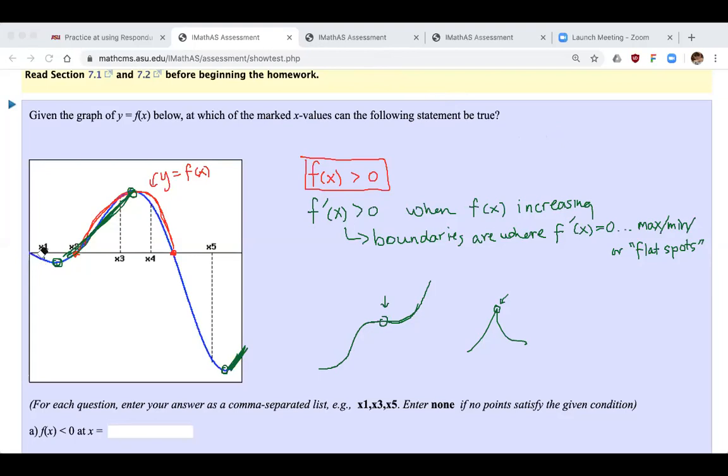Here, let me erase some of this stuff. Sorry, I've got too many things on my screen for me to see what's going on here. Yeah, so in terms of this graph and this graph here, in neither case have we talked about whether the first derivative is increasing. That has to do with the second derivative's values.